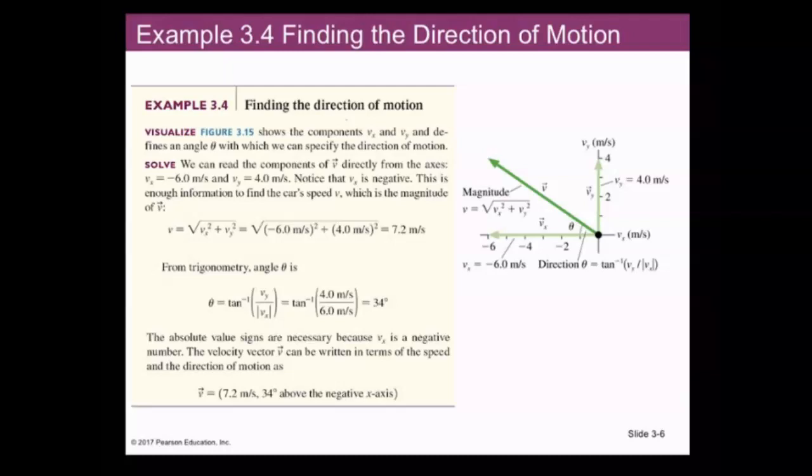The velocity vector v can be written in terms of the speed and the direction of motion as vector v is equal to 7.2 meters per second, 34 degrees above the negative x-axis. And this concludes this video.